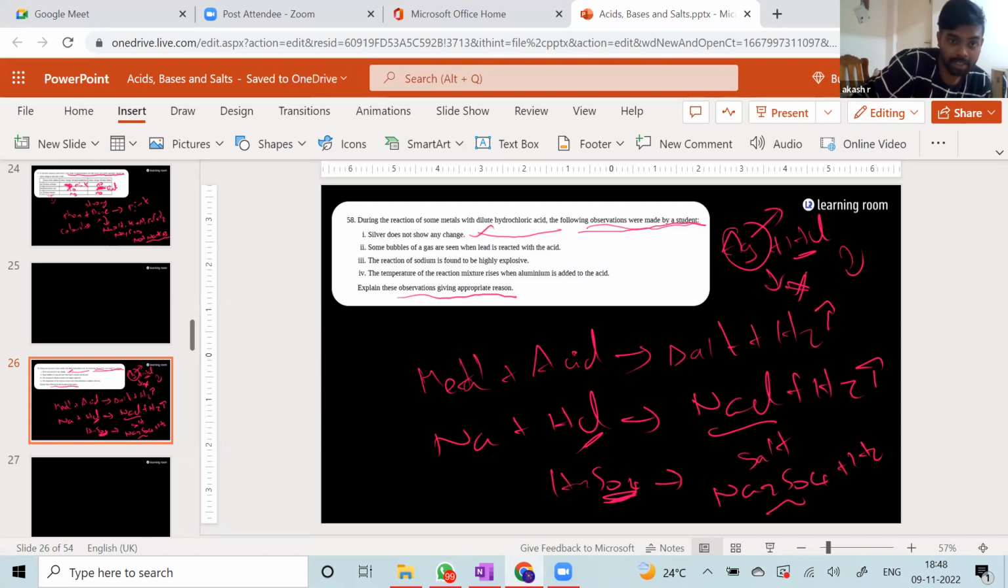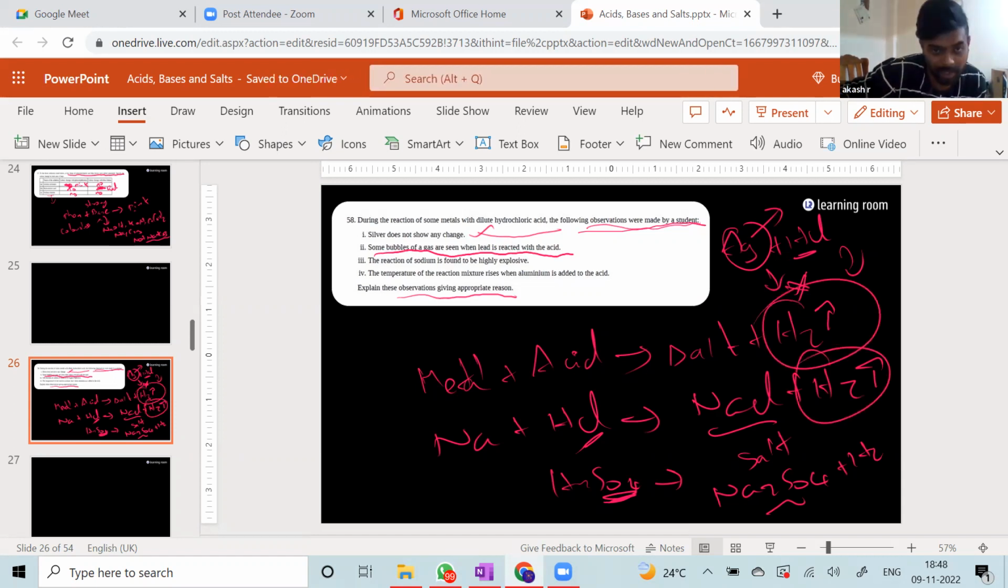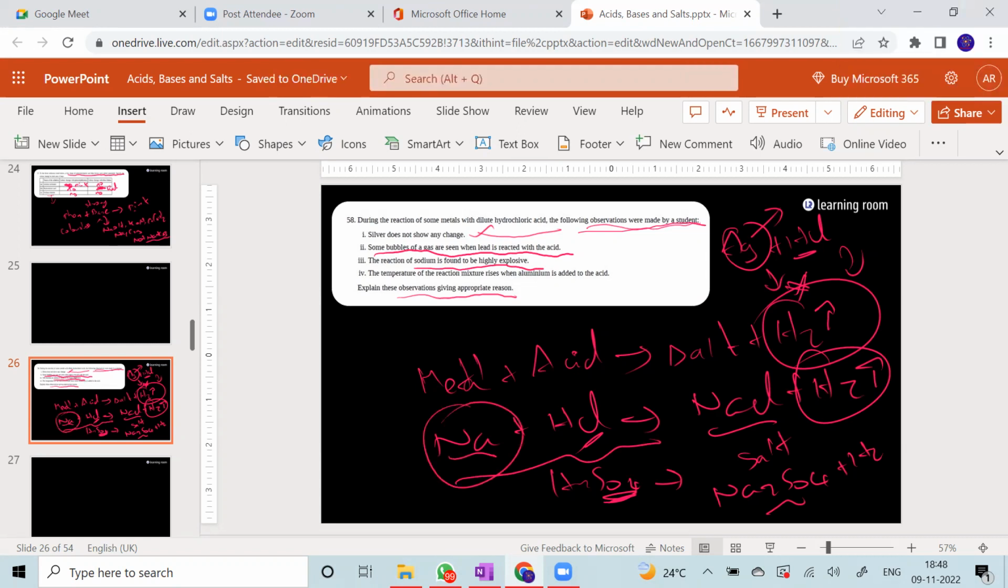Next. Some bubbles of gas are seen when lead acetate is treated with acid. Obviously, what gas is it? Hydrogen gas. That is why it's coming, right? The reaction of sodium is found to be highly explosive. That means if I make this one happen, it is going to be very highly explosive. Why? Because sodium is very, very highly reactive.